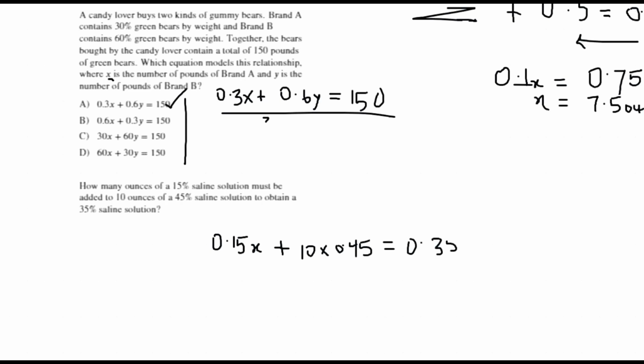Now let's simplify it. This will be 4.5 here. Now the 4.5 here, and then you have 3.5 plus 0.35x. So that's 0.35x.